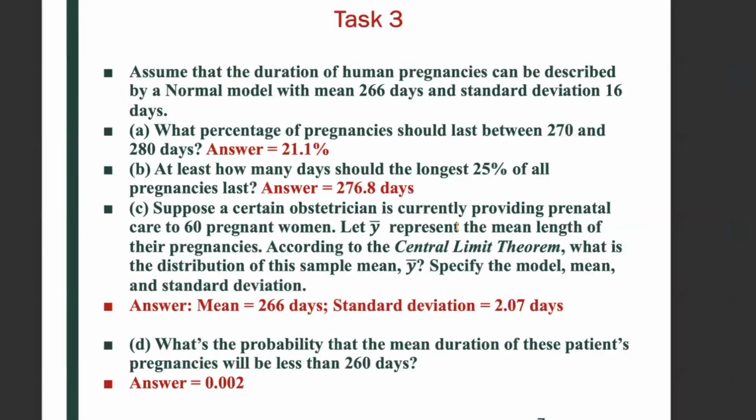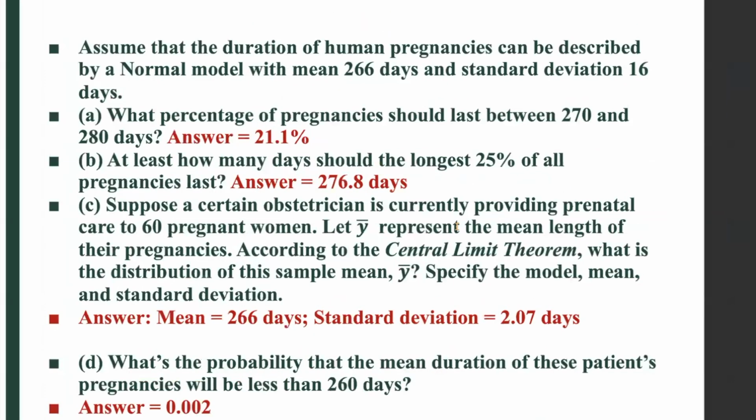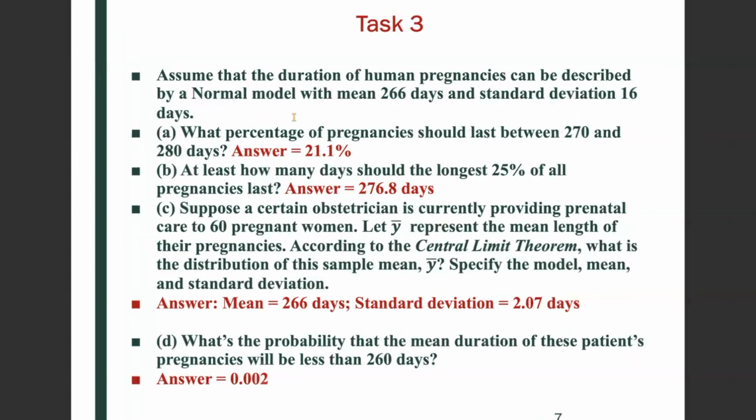All right, task 3. Oops, sorry. Assume that the duration of human pregnancies can be described by a normal model with mean 266 days and standard deviation 16 days. And I copied the questions on the next page, so I'm just going to flip to that to save time.